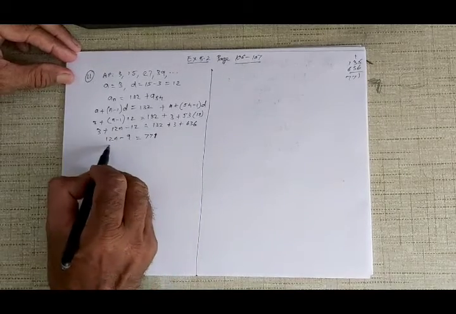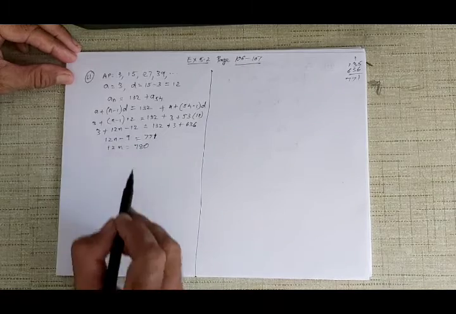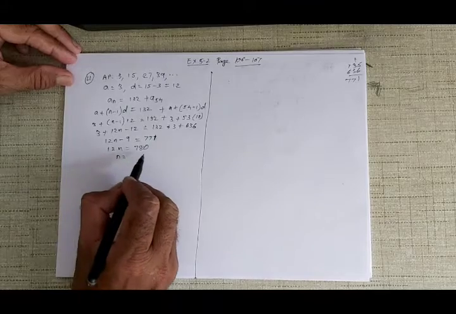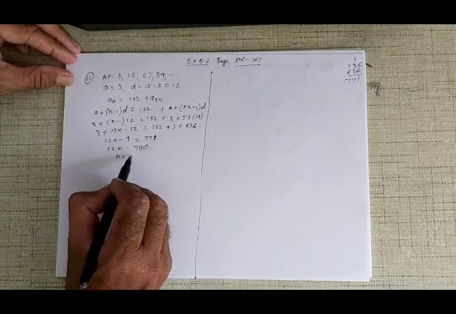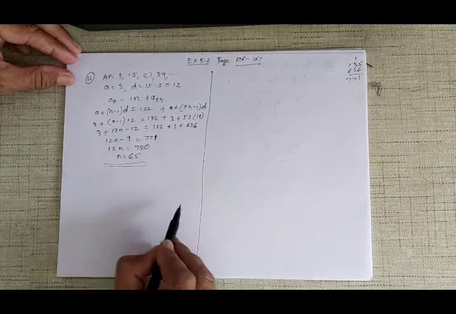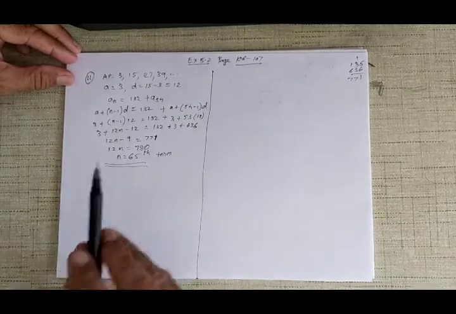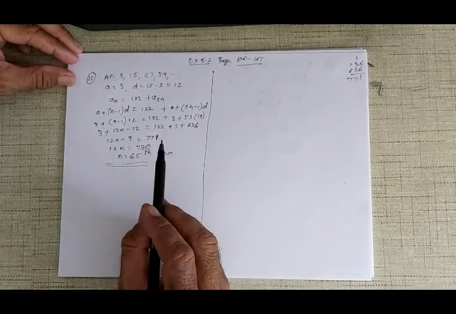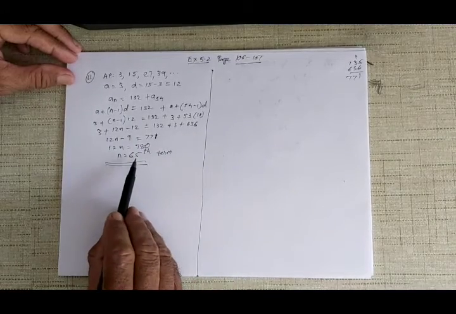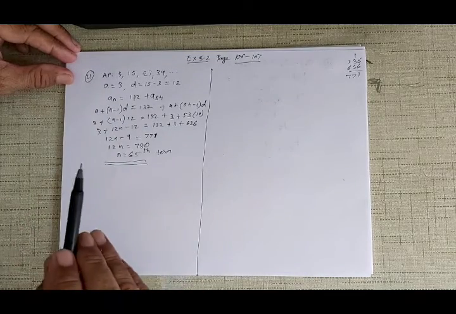12n will be equal to 771 plus 9, that is 780. Now divide by 12. 12 6s are 72, so 12 5s are 60. So n is 65, the 65th term. The question was which term of the AP will be 132 more than the 54th term? In other words, the 65th term will be 132 more than the 54th term.